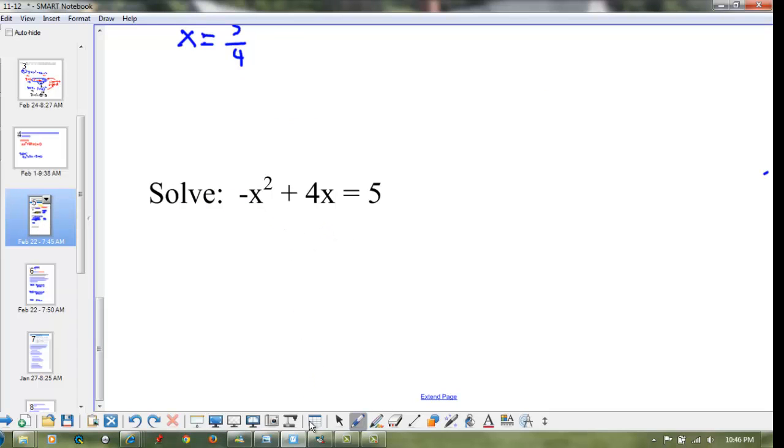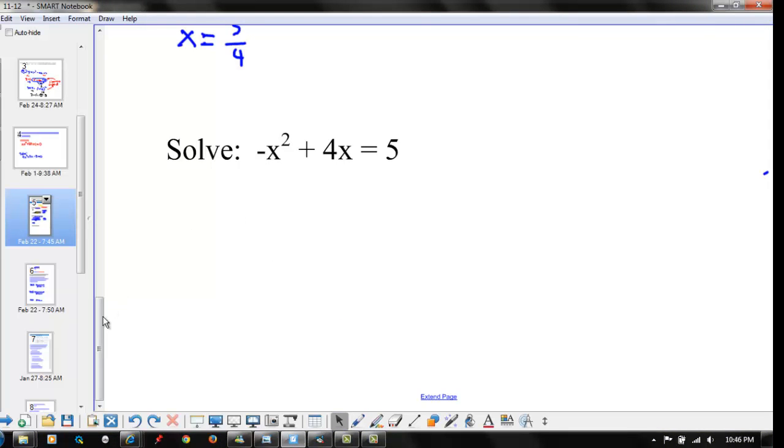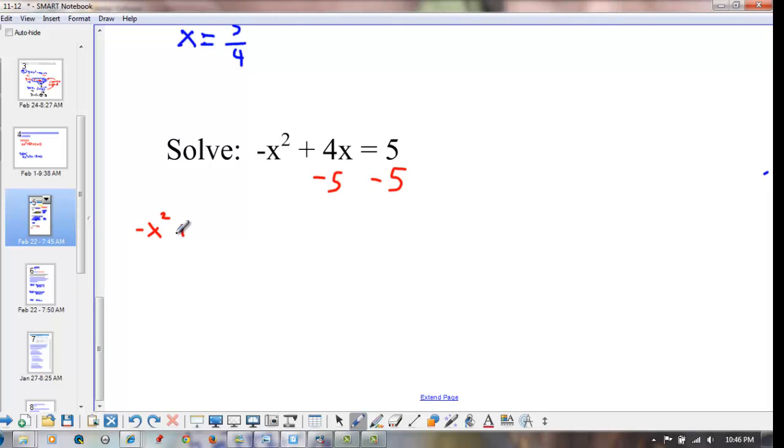In our last example, we have opposite of x squared plus 4x plus 5. So again, let's try and get this into standard form. Let's subtract 5 from both sides. We end up getting a negative x squared plus 4x minus 5 equals 0.